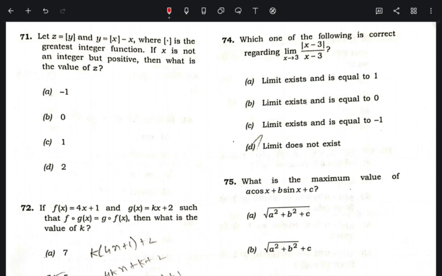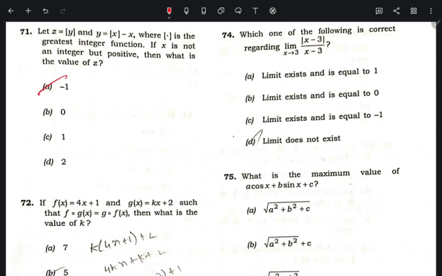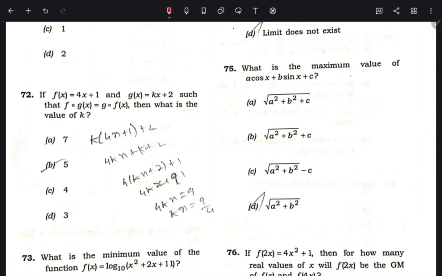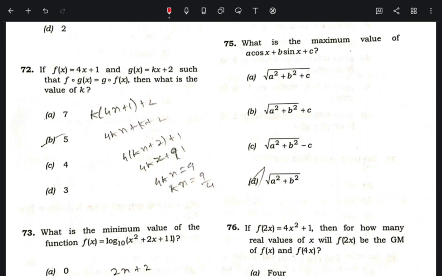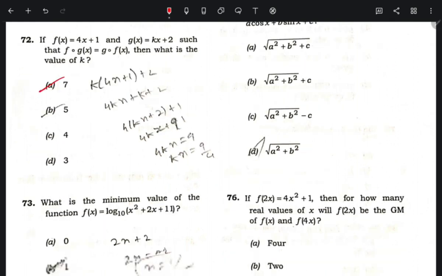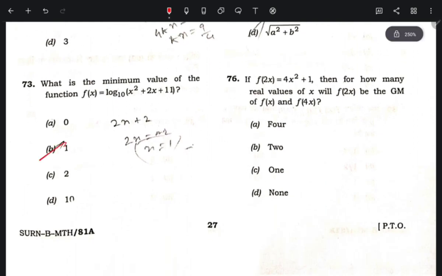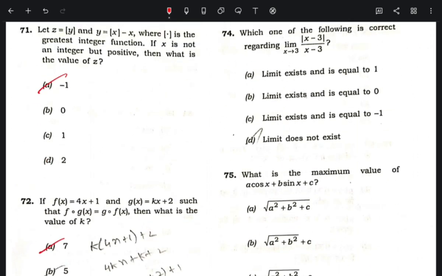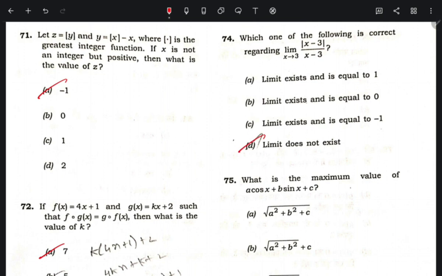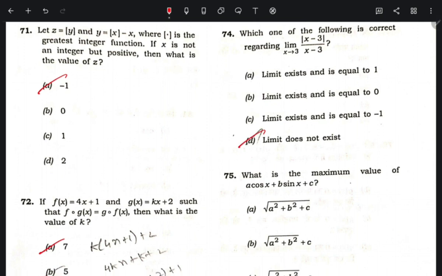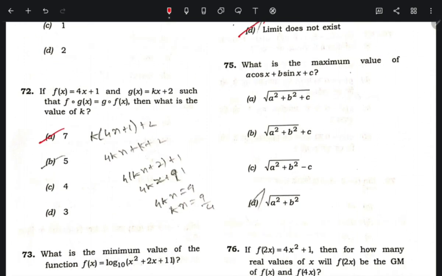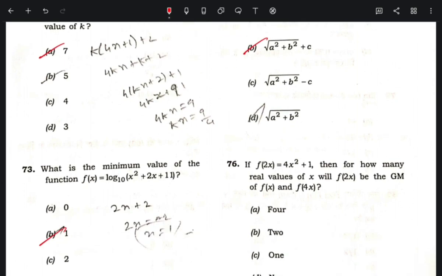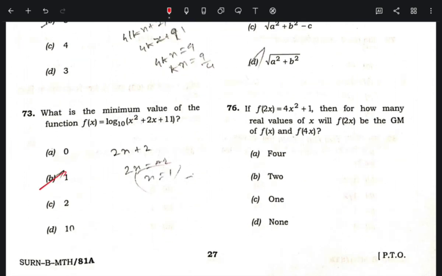So 71 is A. So we have gotten into functions, right? 72 will be A. 73 will be B. Right, so for the minimum value you need to apply applications of derivatives here. So 74 again will be D, limit does not exist. 75 will be B. 76 you'll get C.